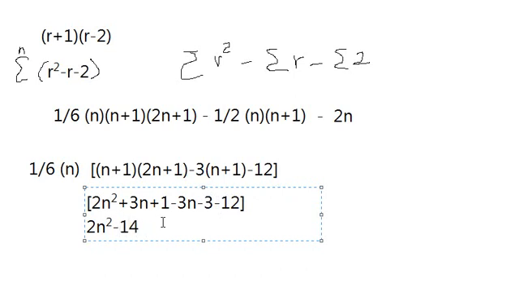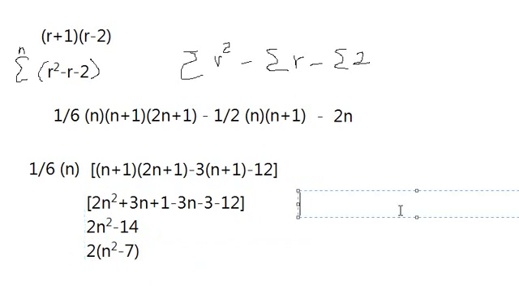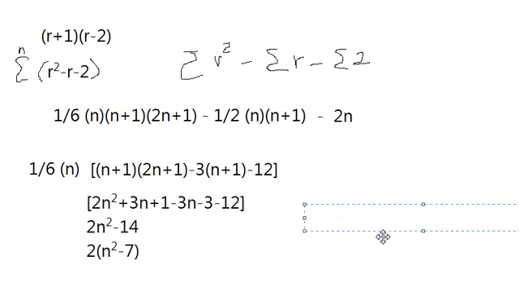Not negative 14. And now here you can actually factorize out another 2 to get 2n squared minus 7. And so after you factor out 2, you multiply that with 1/6 to get 1/3 times n times n squared minus 7. And this is the answer that they want.